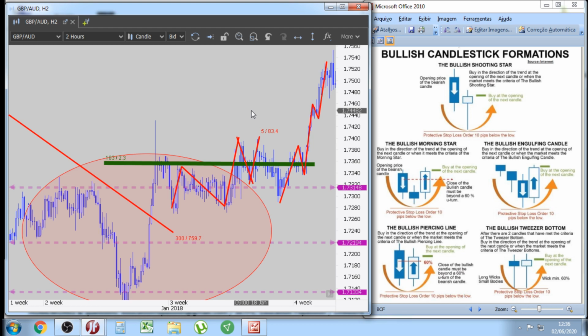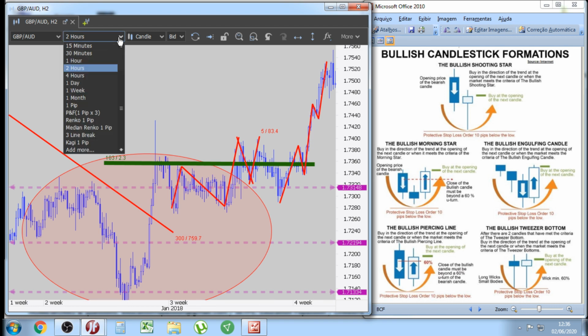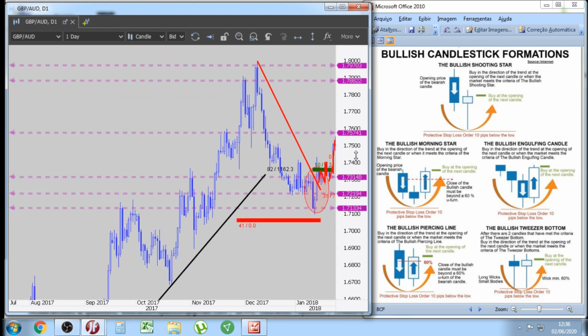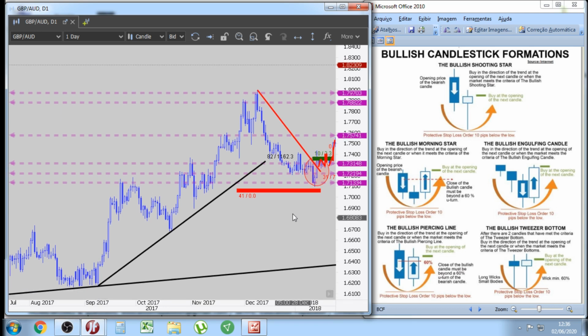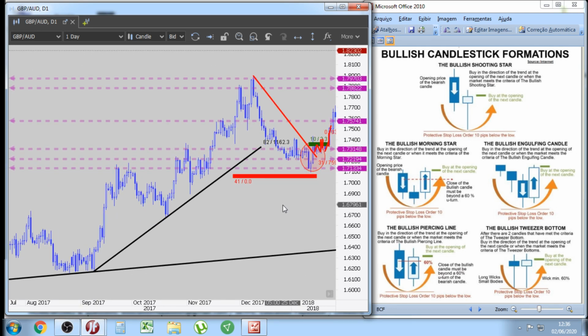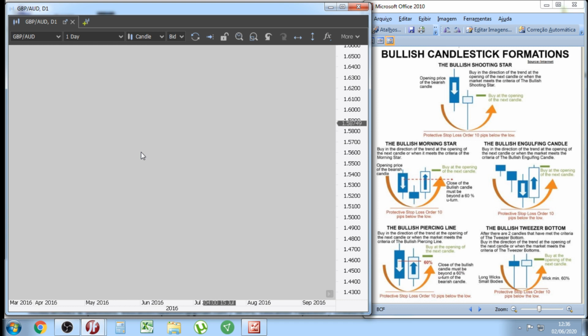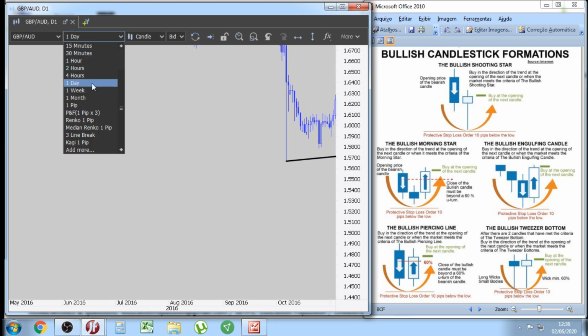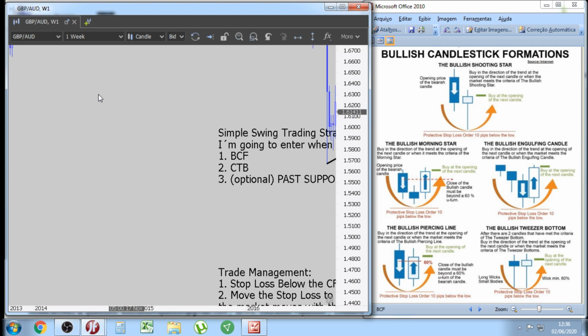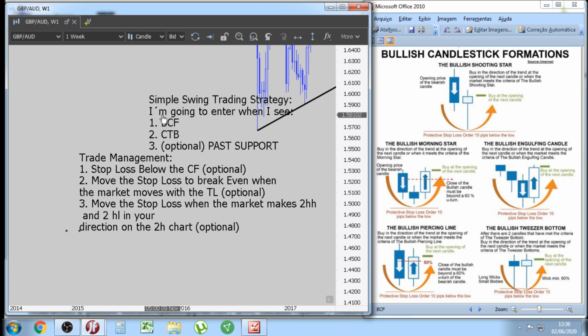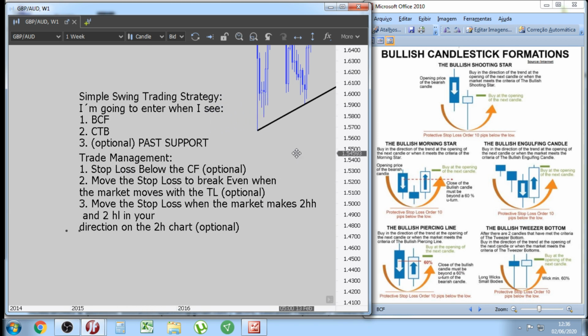Everybody, let's jump back on the daily chart. Remember, the daily chart and GBP AUD is just an example. Okay, let's go back on the weekly chart first. There you go. If you would go, Miguel, with number 2 and everybody else, you are going to move your stop loss to break even when the market moves with the trend line.